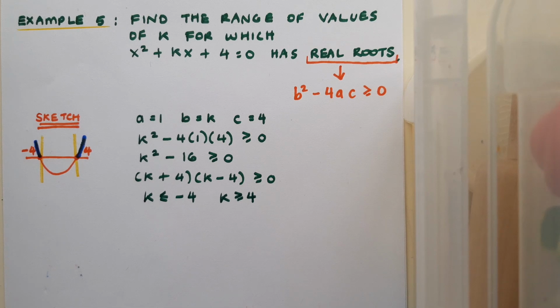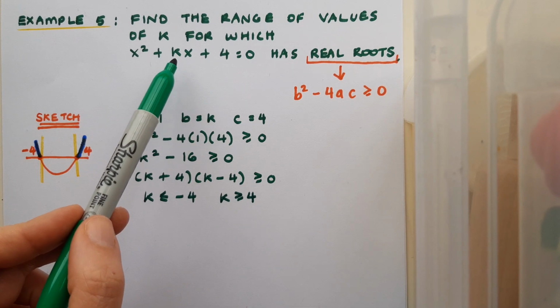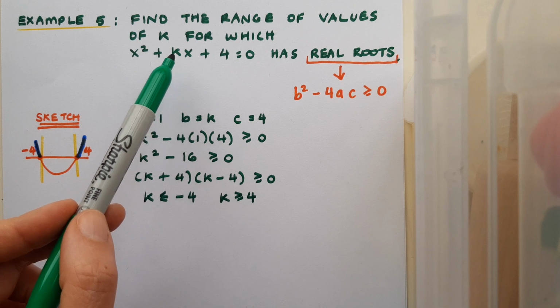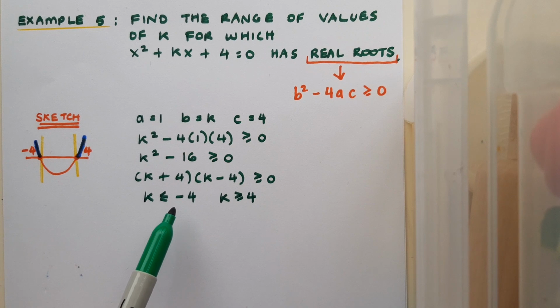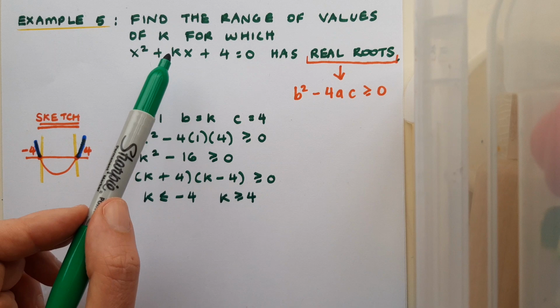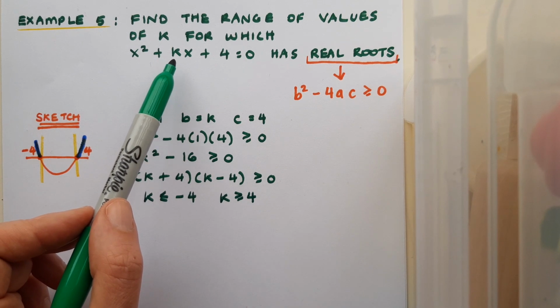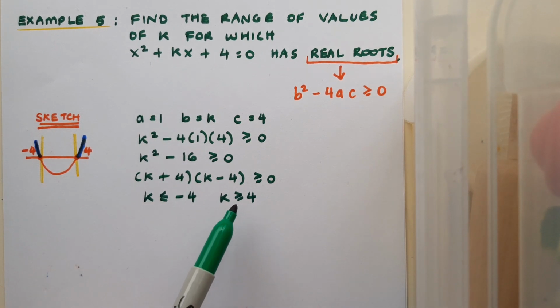But let's just stop and think for a second what it actually means in the context of the question. Well, this k value here, it could be anything. But I know that if it's minus 4 or smaller, that this quadratic will have real roots. But equally, if it's positive 4 or bigger, that the quadratic will have real roots in that scenario as well. If I have any value in between those two, between negative 4 and positive 4, then the quadratic would not have real roots.